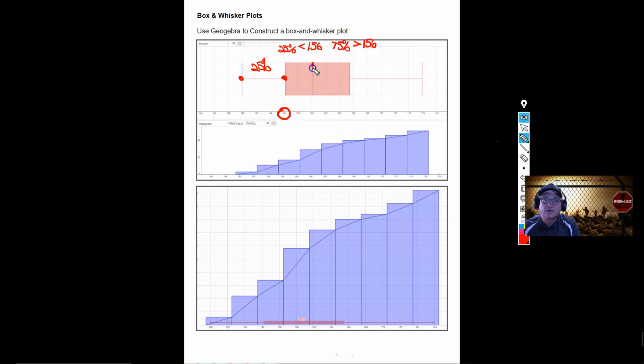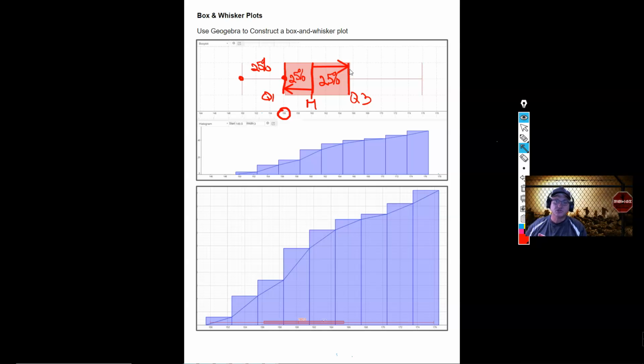The next one, that's another 25% between these two marks. That takes us up to the median. So 25% of the students fall between 156 and the median, which was around 160. From 160 to the upper quartile, Q3, that's another 25%. Now you'll notice that these two areas aren't the same. The space between the median and the lower quartile is a little bit shorter than the space between the median and the upper quartile, even though they contain the same amount of data.